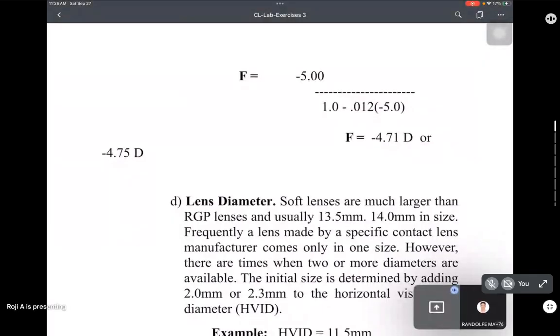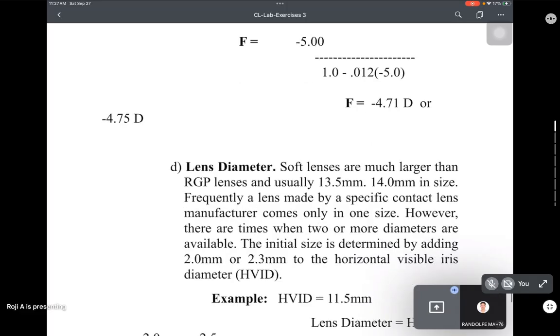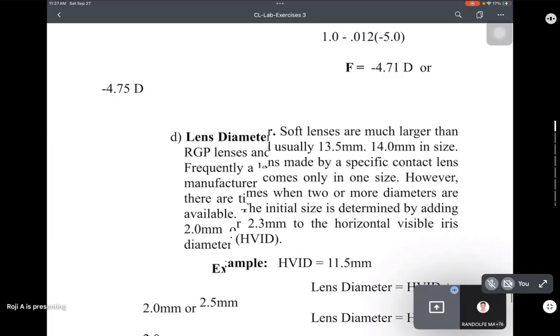Is it clear now? So I can use 75, I can have a minus 4.75, or I can even give a minus 4.50. Correct? Can I give a minus 4.50? If I would use the least minus, and if that's available, I'd give that. If your Rx is minus 5, Randolph, I'll give you minus 4.50. I can do that. Will that be a problem? No. Randolph, are we clear? Yes. I hope everything is super clear, right? Okay. I always give the least minus.